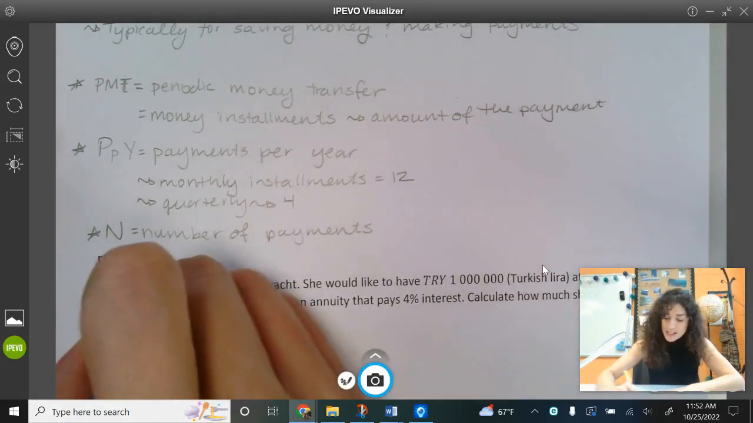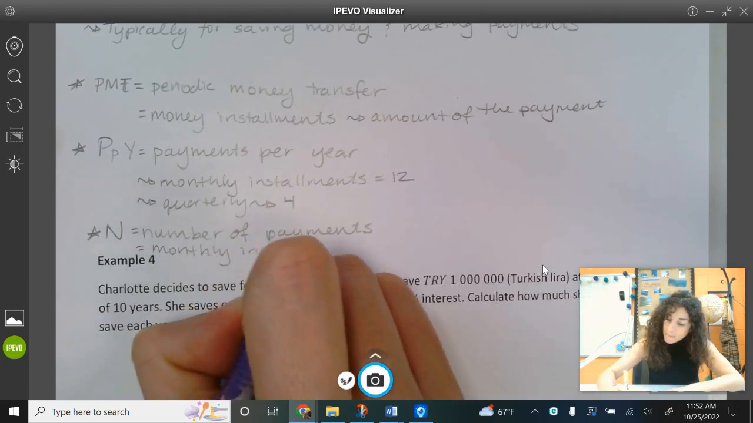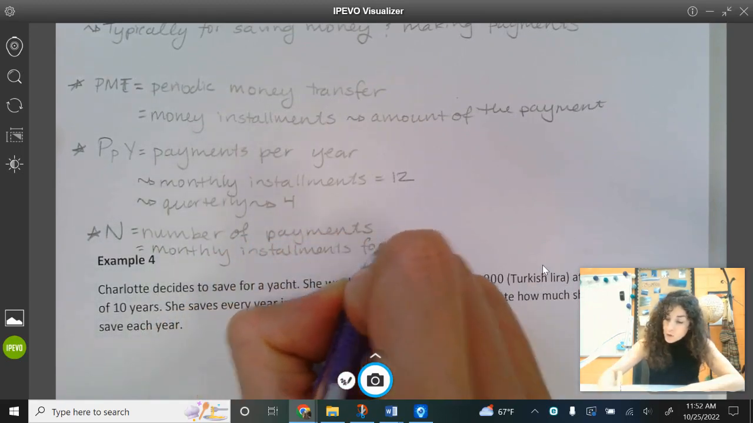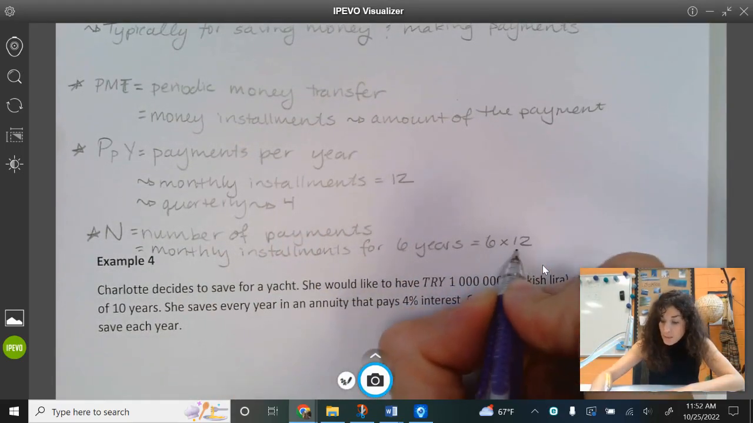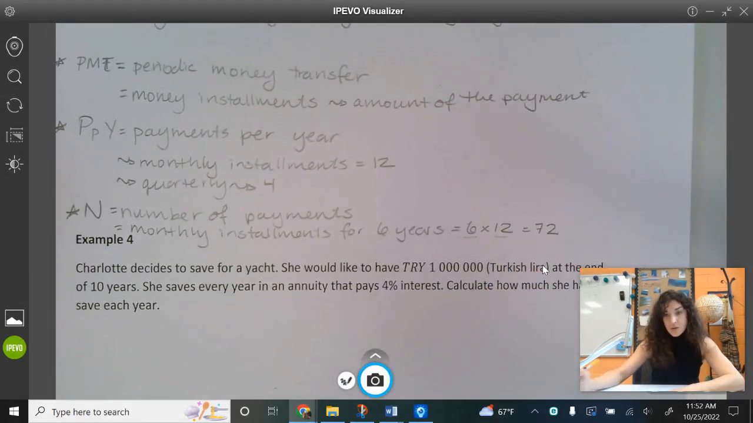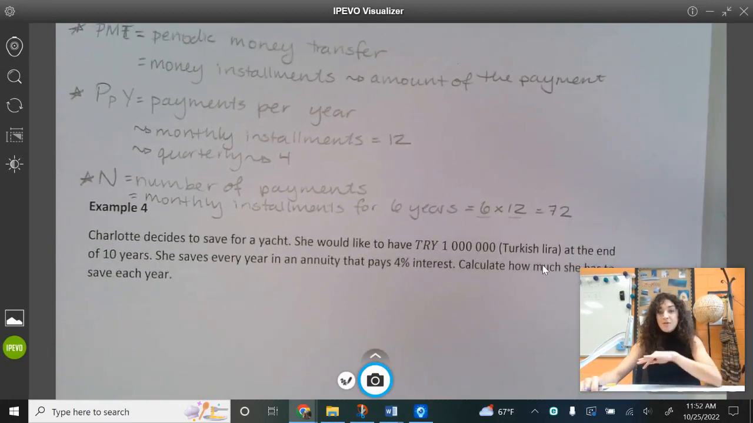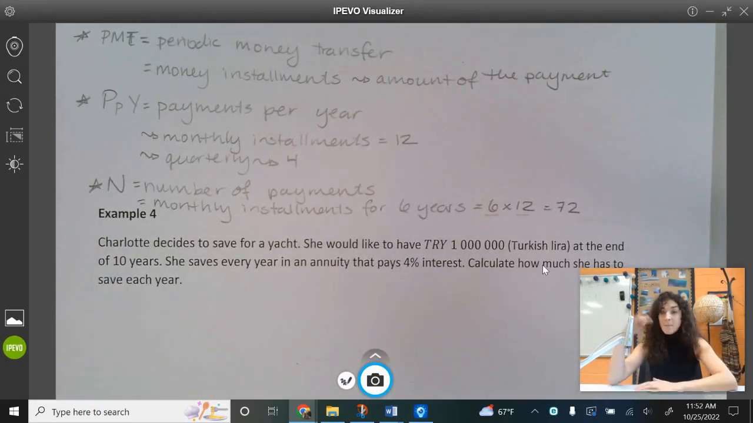I'm not doing a great job of explaining this. Let me show you an example. Monthly installments for 6 years would be 6 times 12, monthly for 6 years. The number of payments is 72, right? So it's not just the number of years anymore when we're talking about annuities and amortizations. It's how many times you are making that payment per year, and then for how many years, and then you multiply that together, because technically it's not number of years for N, it's number of payments that we're making.